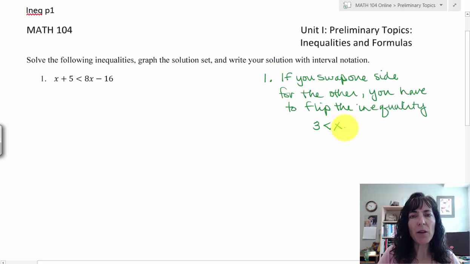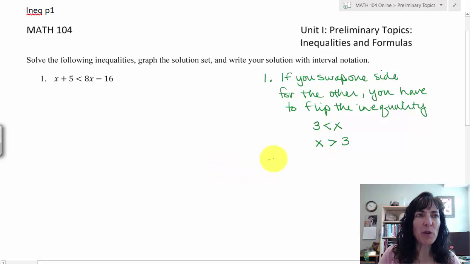For example, if I have 3 is less than x and I want to write that with the x first, then I would flip the entire thing over, so the x and the 3 are going to swap sides, and then I also have to flip over my inequality. Okay, I think you've seen that already.